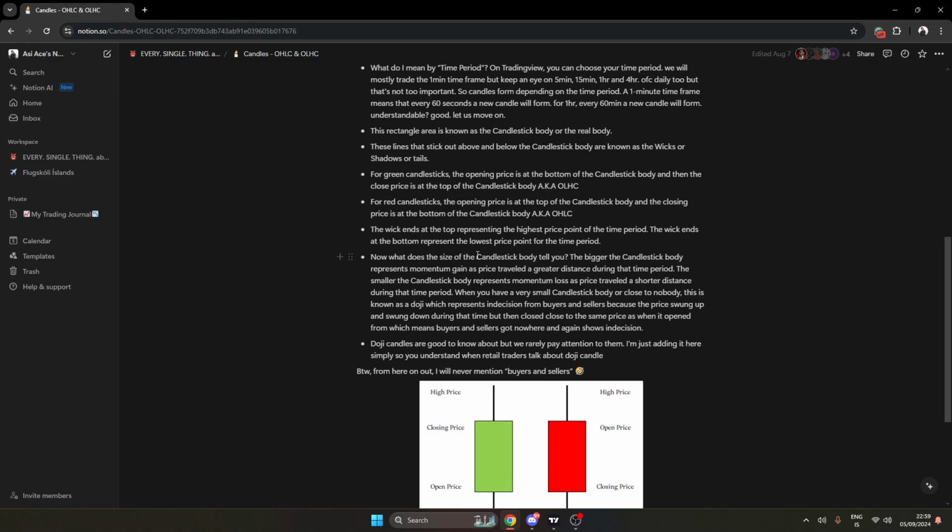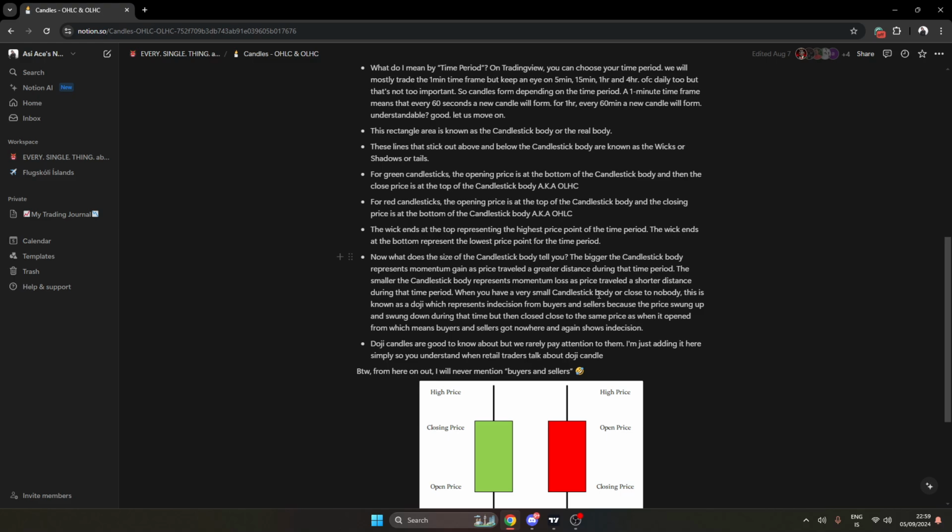Now, what does the size of the candlestick body tell you? The bigger the candlestick's body, the more momentum gain, as price traveled a greater distance during that time period. The smaller the candlestick's body represents momentum loss, as price traveled a shorter distance during the time period.